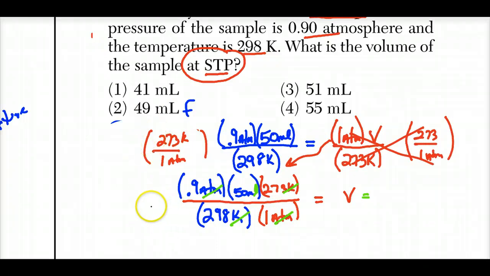So you've got to put this in your calculator. I'd go 0.9 times 50 times 273, divide by the product of these two numbers. Now, this is a 1 here, so it's divided by 298, but this wasn't a 1 here, so I would use parentheses in my calculator. In any case, let's do that math in our calculator now. When I do that, I get 41.2, which will round to two significant figures to 41. And that's why choice 1 is the answer.